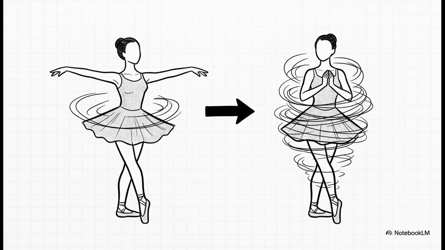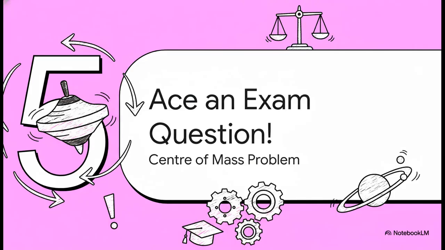So if L has to stay constant and her R gets smaller, something else has to get bigger to compensate. And what's that something? Her speed of rotation. And that's why she spins faster. Simple, right? Okay, theory is all well and good, but we all know that marks come from solving questions, right?